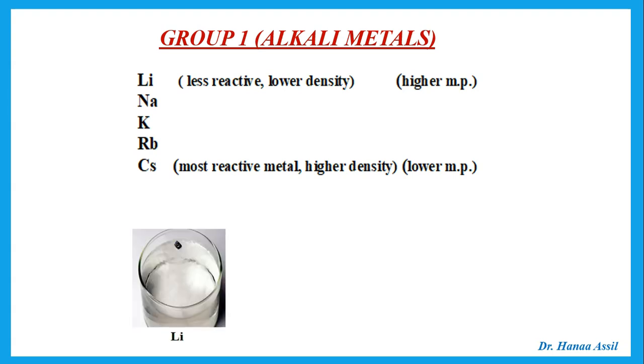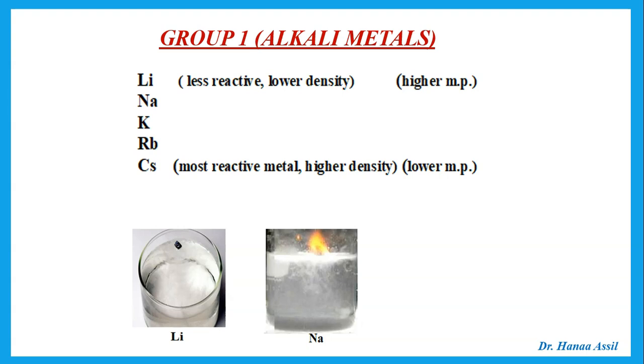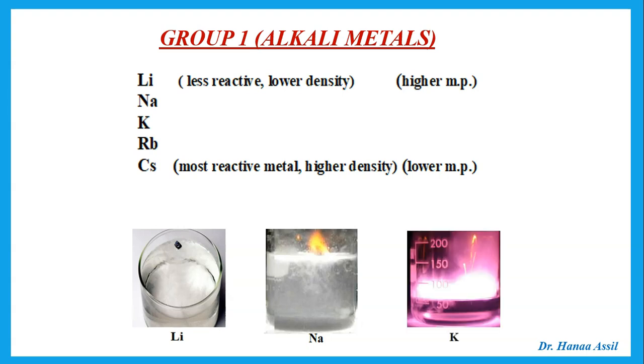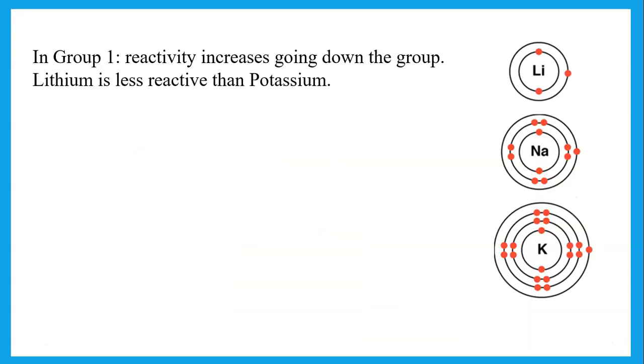So please remember that lithium, when we put lithium, for example, in water, it would react, give bubbles of hydrogen gas. Sodium is much more reactive. Potassium will explode or will be very vigorous if you put it in water. So going down the group, the metal becomes more reactive, higher density, but melting point of lithium is higher than cesium. Now, the question is, why is it that as we go down the group, reactivity increases?